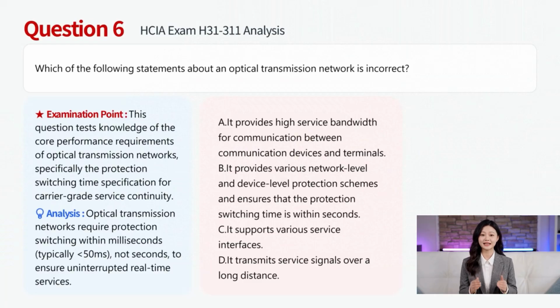ITU-T G.841 and domestic standards like YD/T 2713-2024, all standard protection schemes for optical transmission networks, including linear multiplex section protection, ring network protection, and optical channel layer protection, require a protection switching time of less than 50 milliseconds for networks up to 1,200 kilometers in length.